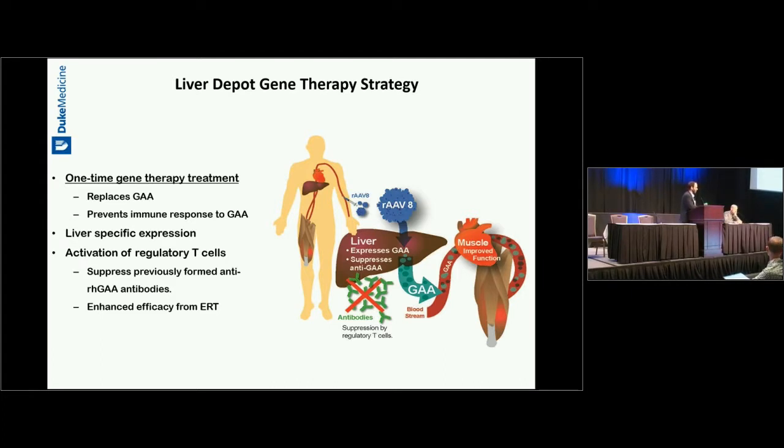Then we're developing this in terms of a clinical therapy. So this single dose of an AAV cross-packaged vector would go to the liver, express GAA specifically there, suppress antibody responses. GAA will be secreted and circulate to be taken up by the heart and skeletal muscles and to treat Pompe disease potentially more effectively than ERT.